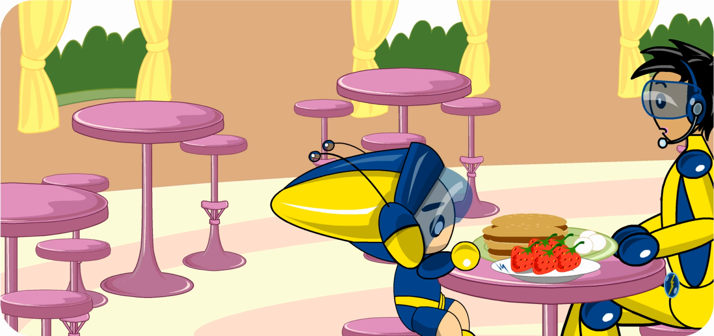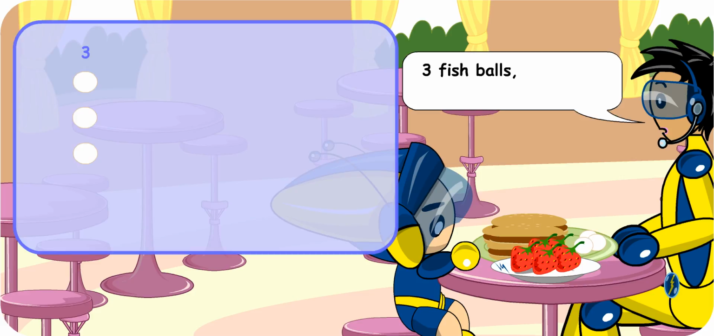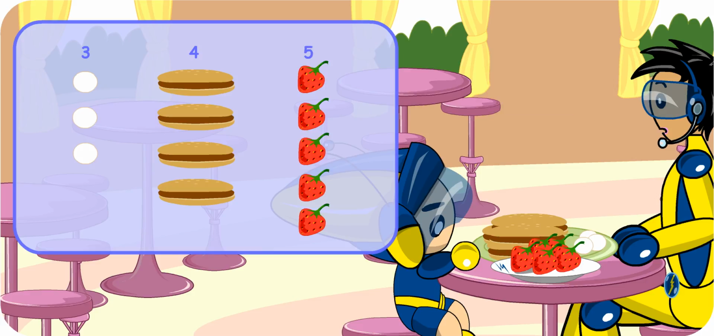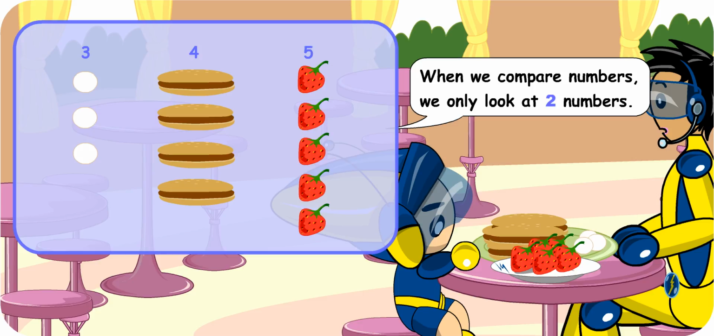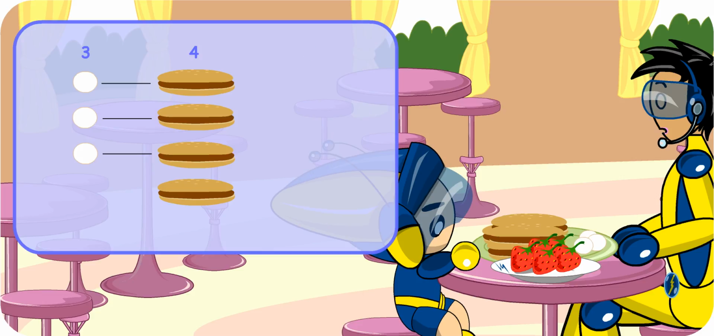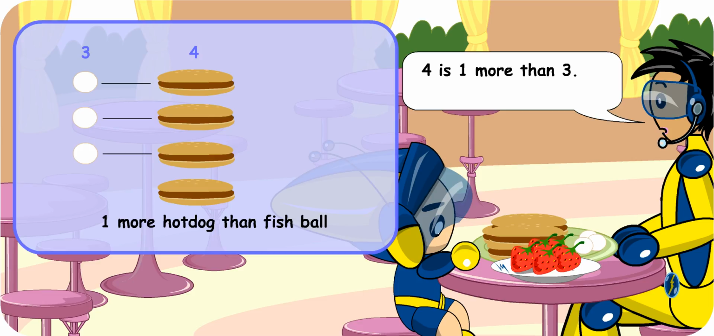Wow, there are a lot of food. There are 3 fish balls, 4 hot dogs, and 5 strawberries. Turbo Boy, before we start eating, do you remember the lesson on comparing numbers? Yes, when we compare numbers, we only look at 2 numbers. Let's look at the number of hot dogs and fish balls. If we match each hot dog to a fish ball, we can see that there is 1 more hot dog than fish ball. So, 4 is 1 more than 3. We can also see that 3 is 1 less than 4.